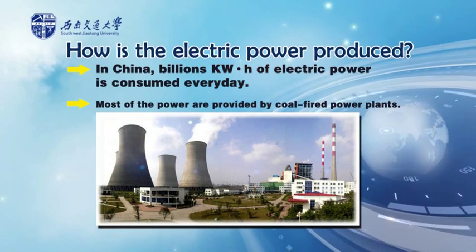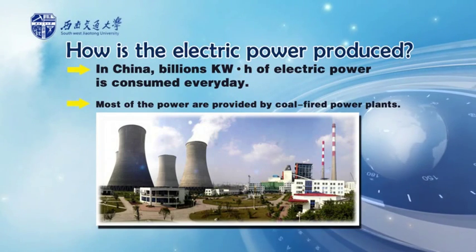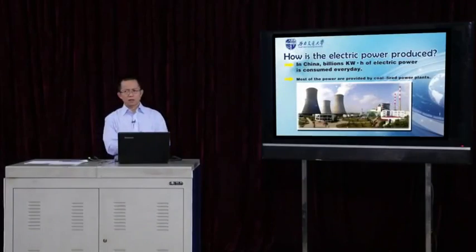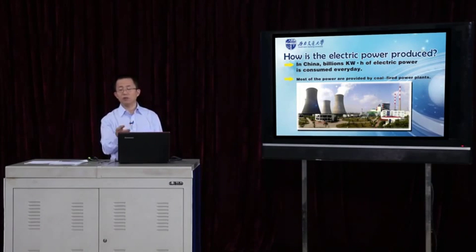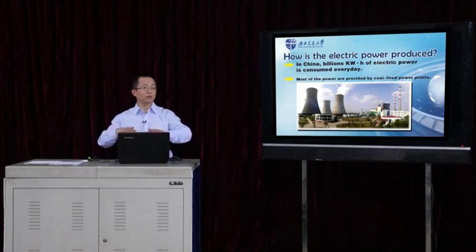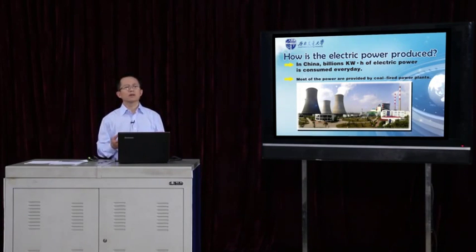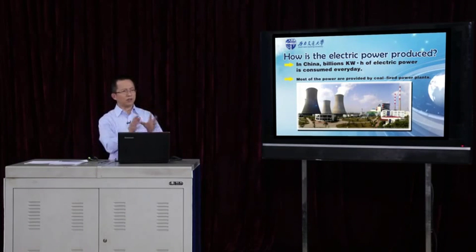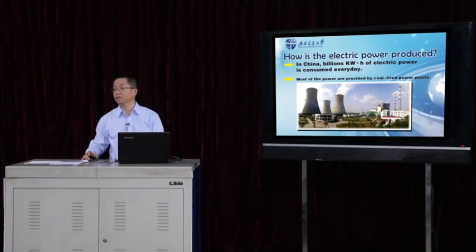All right? In China, a lot of electric power is consumed every day. Most of the power is provided today by coal-fired power plants. Now, you may argue that nuclear power plants are better than this kind of coal-fired power plant because a nuclear power plant is small in size and also can produce much more electricity, and also it seems cleaner because it does not emit a lot of smoke or that kind of stuff.